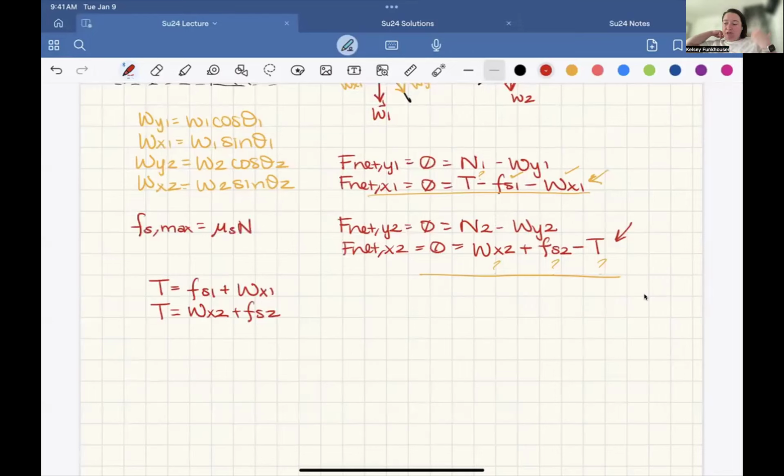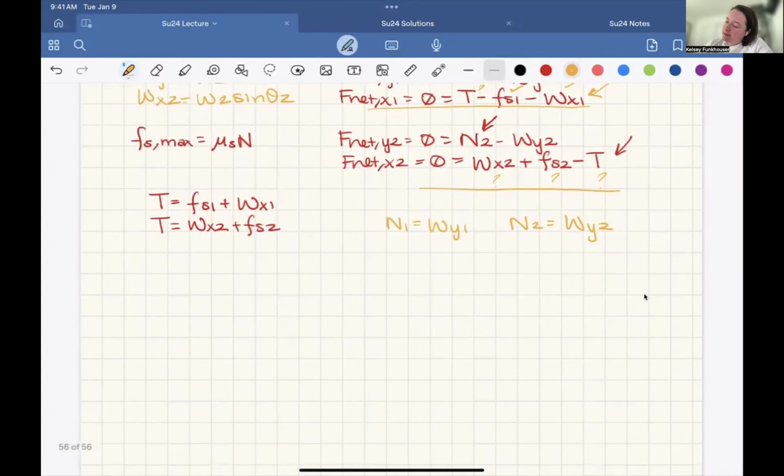So it's just the coefficient times the normal force. So we should solve for our normal forces here. So let's do that. We just need to add the weight to the other side. So normal force for block 1 is just the Y component of the weight in block 1, and the normal force for block 2 is the same thing as the Y component of the weight in 2. Okay, so now let's set these two equations equal, and then we can plug in our normal force equations too.